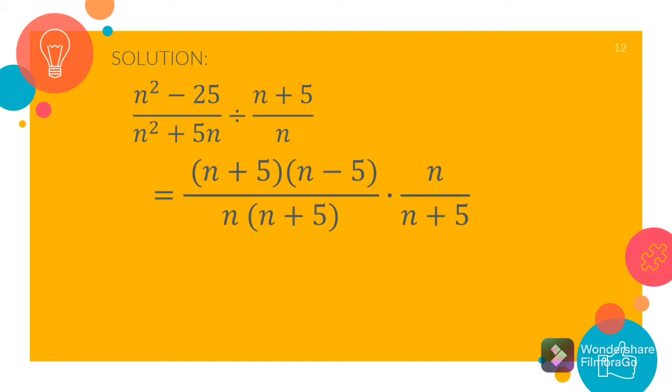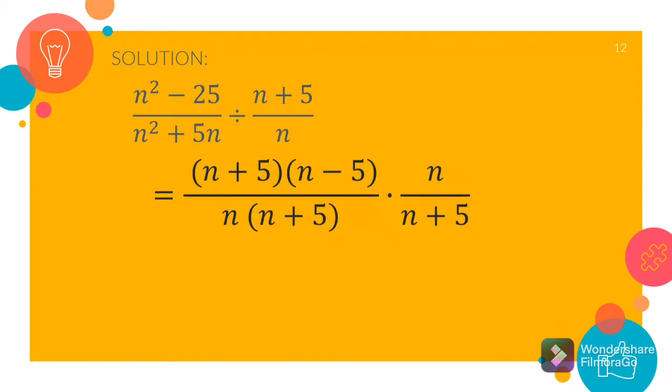So, n squared minus 25 will become the quantity of n plus 5 times the quantity of n minus 5, and then n squared plus 5n can be factored as n times the quantity of n plus 5, and then we have the reciprocal of our divisor, n over n plus 5.